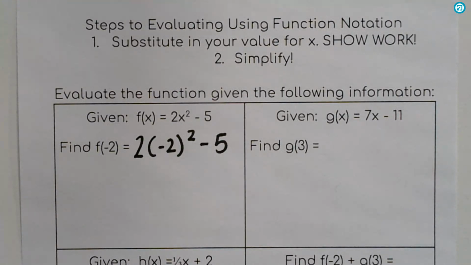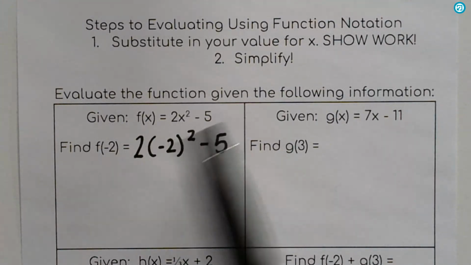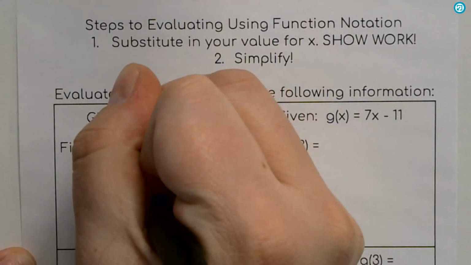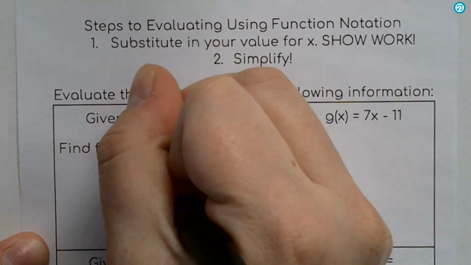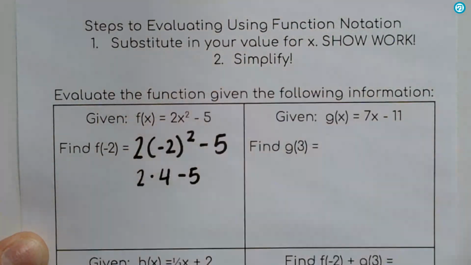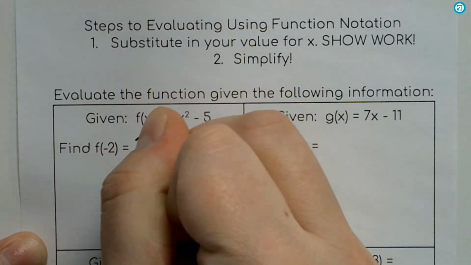So if I were to do this by hand, I would need to do order of operations. So PEMDAS or GEMS or whatever you want to do it as, but my exponents need to go first. So I would do negative 2 squared. What is negative 2 squared? What does it mean to square something? Times it by itself. What is negative 2 times itself? Positive 4. So negative 2 squared is going to be positive 4. So I'm going to have 2 times 4 minus 5. And then 2 times 4 is 8. So then I've got 8 minus 5, which is 3.